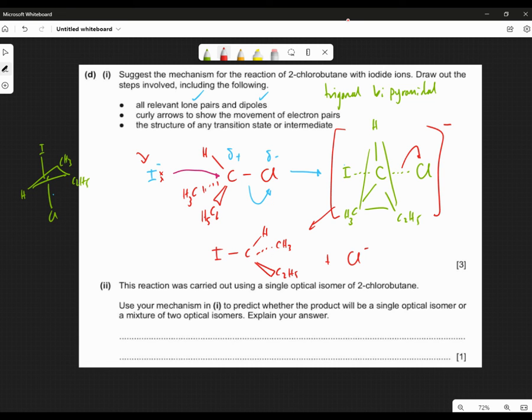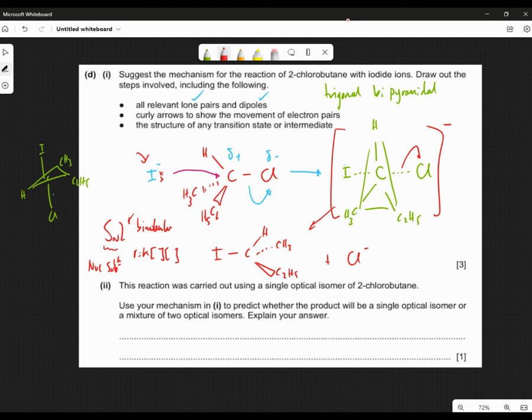If you don't understand that, please give me a shout. But this is an SN2 mechanism. Now, the SN, this part is obviously nucleophilic substitution, and this 2 means bimolecular. That's because in the rate equation, you get the 2 terms. All right, so that's an SN2 mechanism.